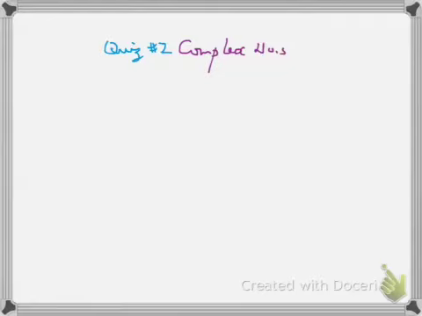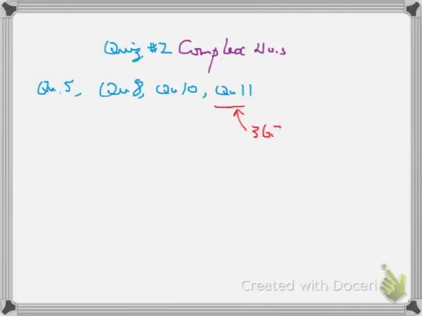Welcome to quiz number 2 on complex numbers. Here we're going to explain some of the questions that most of you got wrong. These questions are number 5, number 8, number 10, and number 11, particularly number 11. Note here about 36.7% of you got it right, so please pay attention to this particular question.